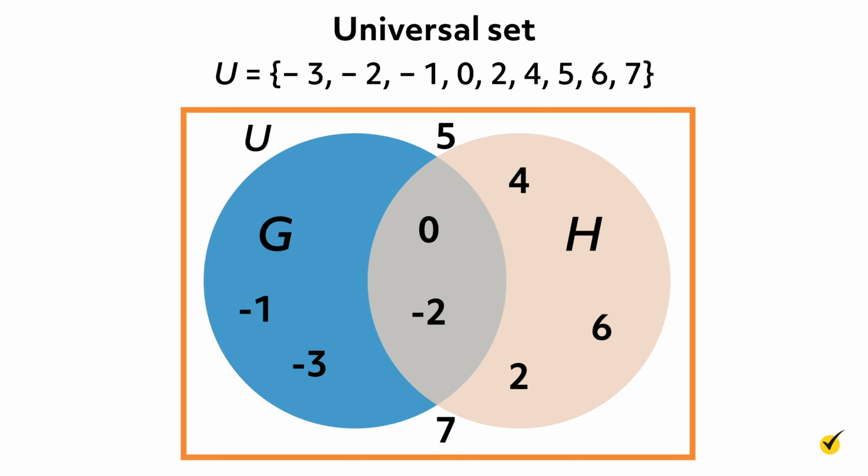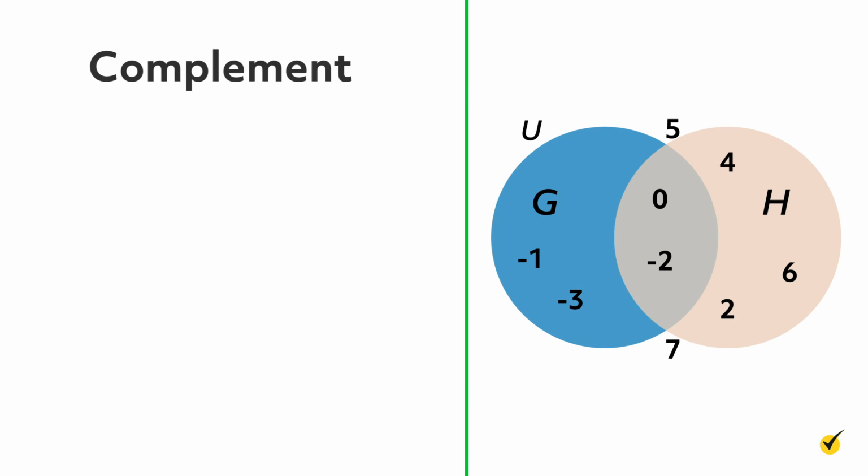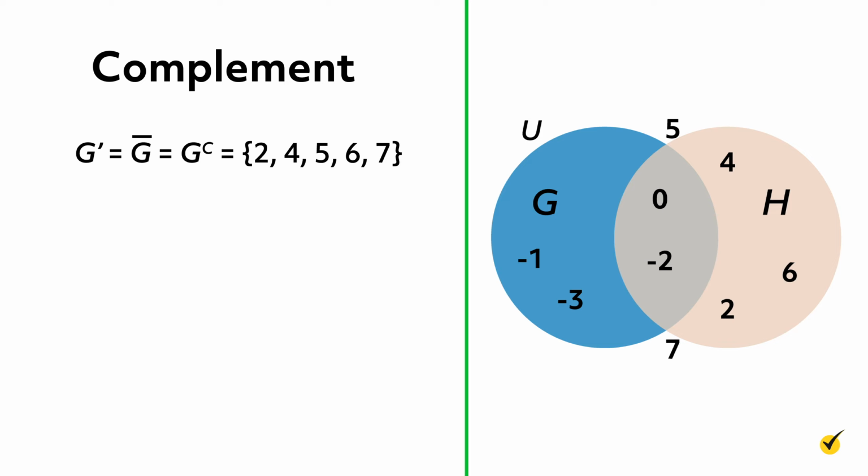Sometimes it can be helpful to refer to all elements except those in a particular set. This can be done using the complement of a set. There are different ways to denote the complement of a set. Some people use an apostrophe while others may use a horizontal bar over the set, and still others use the letter C. In this diagram, we could show the complement of G as the set of all elements not in G. Similarly, the complement of H can be found by selecting all elements in the universal set which are not in H.